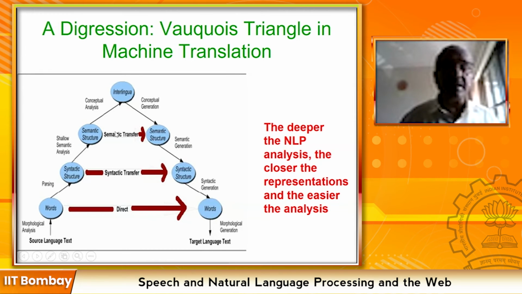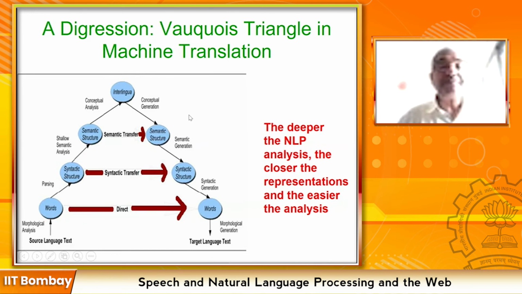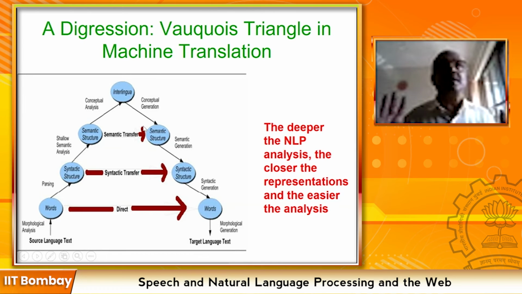So this celebrated triangle is called the Vauquois triangle. Vauquois was a French physicist, but his work has given rise to the foundation for machine translation in natural language processing. So the deeper the NLP analysis, the closer the representations and the easier the generation. Now, question answering, summarization, textual inference, sentiment analysis, all those important downstream NLP tasks, can they also benefit from deeper language analysis? Yes, they can. And that is a matter of very interesting reflection.